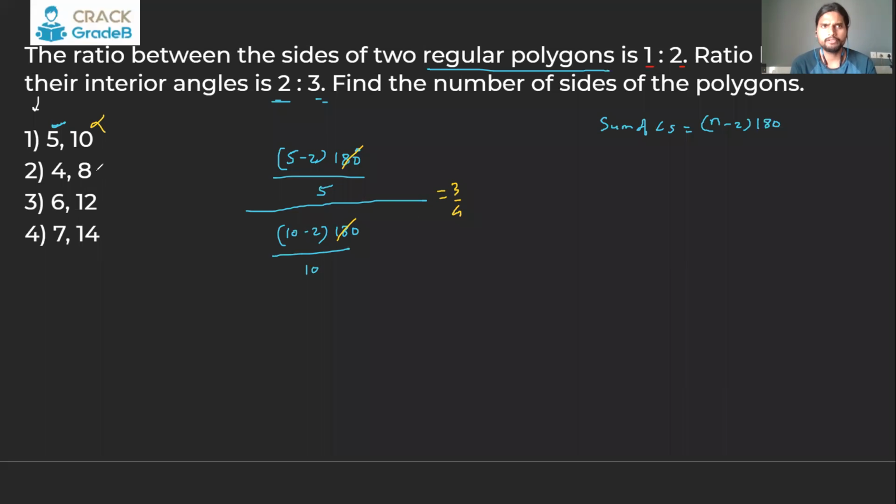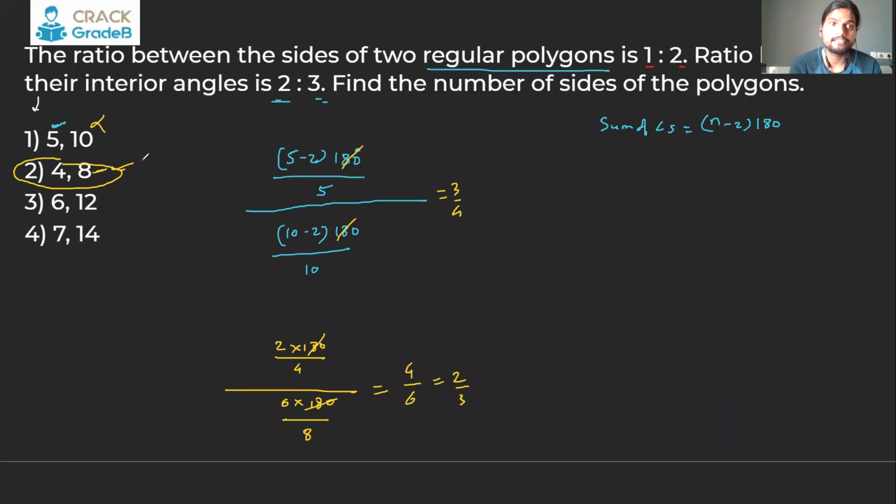Second option, if you try to put, that becomes (4 minus 2) into 180, that means 2 into 180 upon 4, divided by (8 minus 2) into 180 upon 8. That is 6 into 180 upon 8. The 180 gets cancelled. That gives 4 by 6, which means 2 by 3. So yes, we get 2 by 3 in this case. So the answer is going to be 4:8.